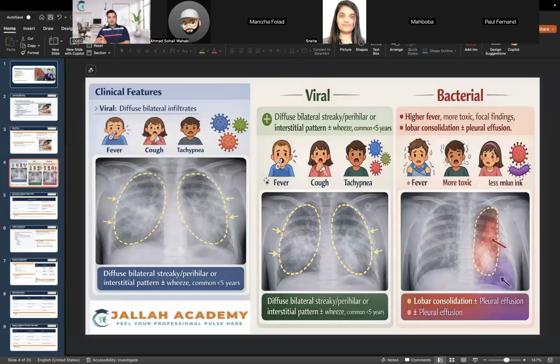So the clinical feature of the viral, if you notice, is diffuse bilateral streaky perihilar or interstitial pattern plus or minus wheeze. This will be the characteristic finding of viral, but with bacterial, the patient will have higher fever, more toxic, focal finding, like this. Okay.